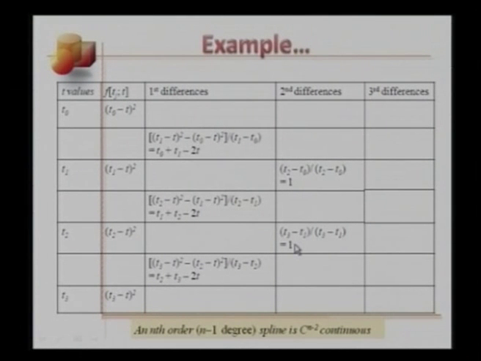Now remember this when we were discussing the pianist theorem. The mth divided difference of t raised to m would be 1. This is something very similar here. And the third divided difference, of course, will be 1 minus 1 over t3 minus t0, which is 0. And this would be for all values of t smaller than t0.